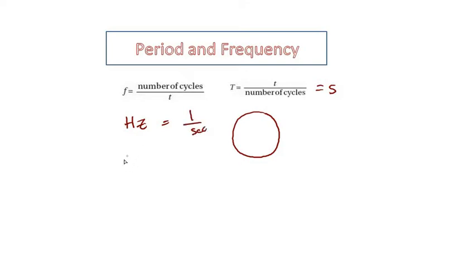Like when I say that the frequency of an object is 3 hertz, it means that the object completes 3 cycles each second.